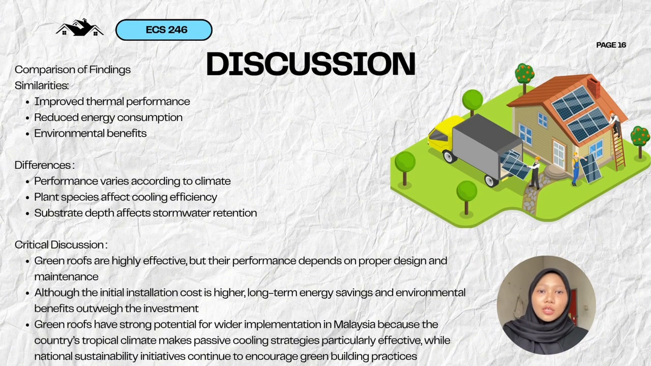So, based on the studies we reviewed, most researchers agree that green roof systems provide significant environmental and energy-saving benefits. The findings show that green roofs improve thermal performance, reduce indoor temperatures, lower energy consumption, and contribute to a healthier urban environment. However, there are also some differences in the results. Their performance depends on several factors such as the local climate, the type of plants used, and the depth of the growing medium, which can affect both cooling efficiency and stormwater retention.